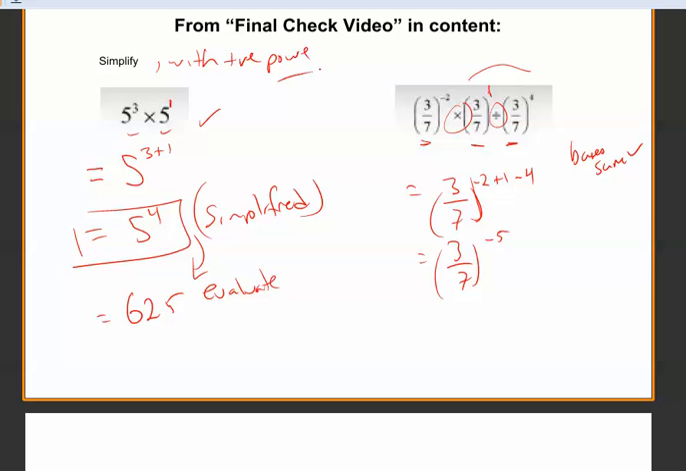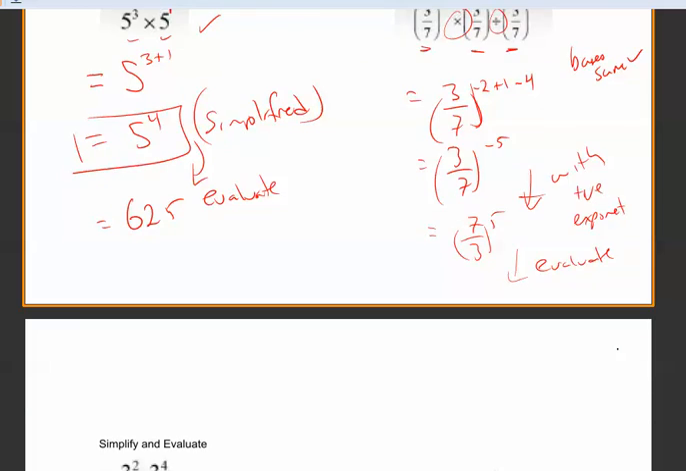If I said with positive power, then I'd have to say, okay, this isn't positive. I'm going to flip it to make it positive. So 7/3 to the positive 5 would be with positive exponent if I wanted to. And if I wanted to evaluate, I do 7 to the 5th, some huge number, over 3 to the 5th, would be my evaluate. Okay? But it didn't ask for it in this one, so I won't do it. Okay, let's do the next one.